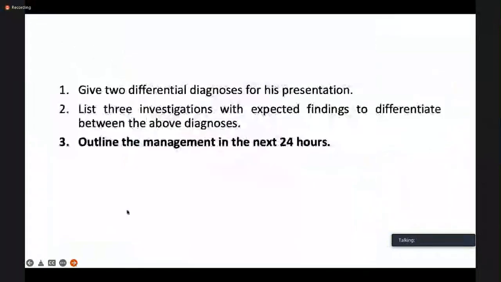Right. So the next thing is the management. Let's say this is bronchiolitis. How would you manage in the next 24 hours? Excuse me, madam. Yes. Who's this? I'm Saishan, madam.